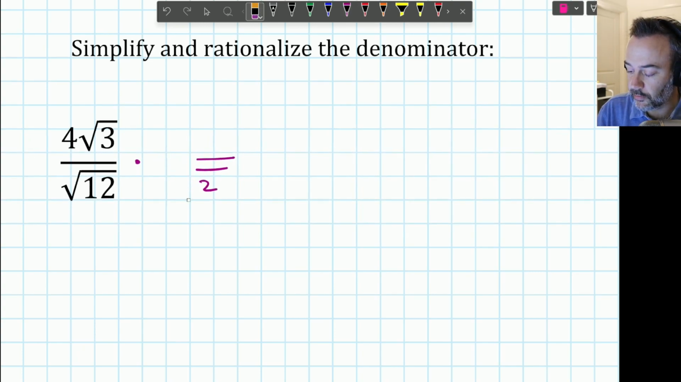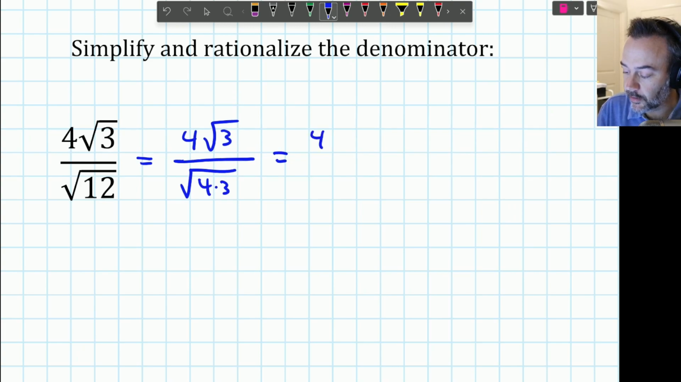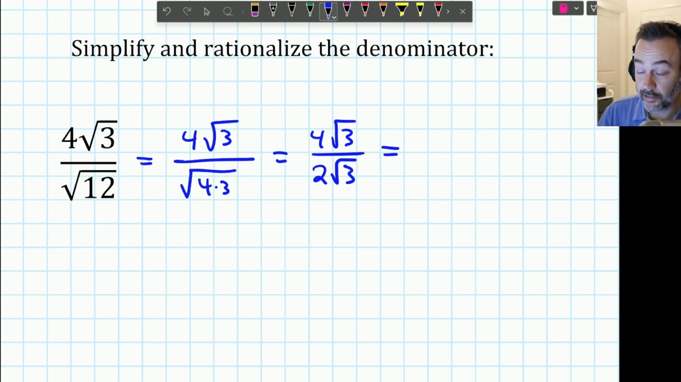Although I just noticed that actually on this example, we could simplify first. So this would be 4 square root of 3. And then 4 is a factor of 12. So this would be 4 times 3. That 4 can come out of the square root. So 2 root 3. And then in this case, it turns out we don't need to rationalize the denominator because the square roots of 3 cancel. And I'm left with this divided by this. 4 divided by 2 is 2.